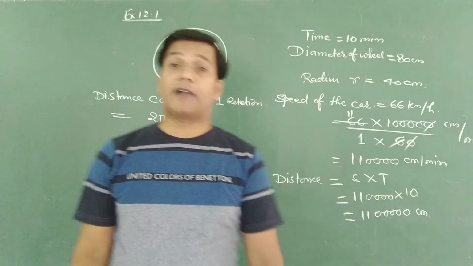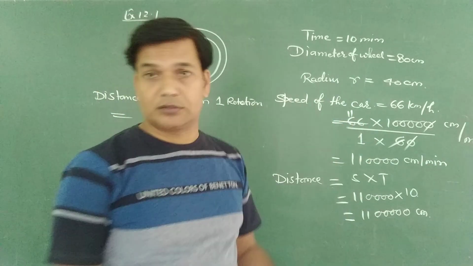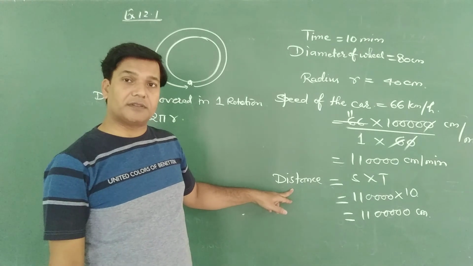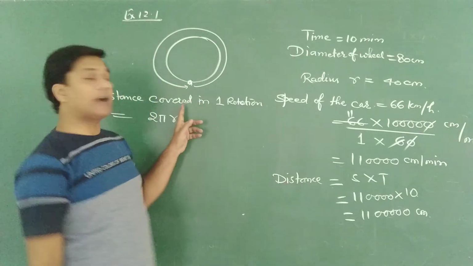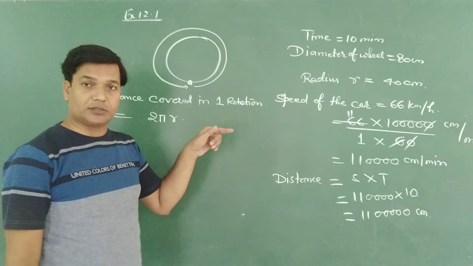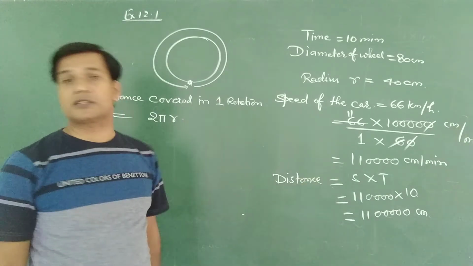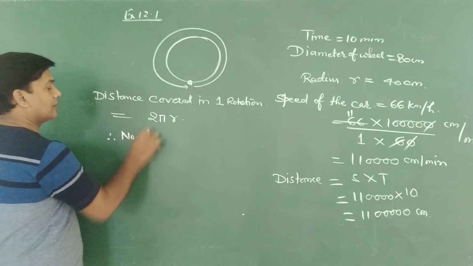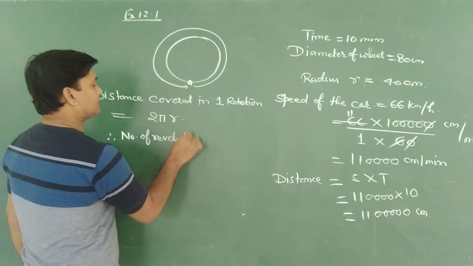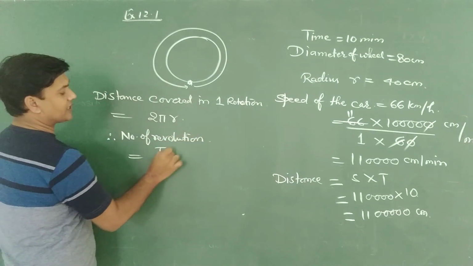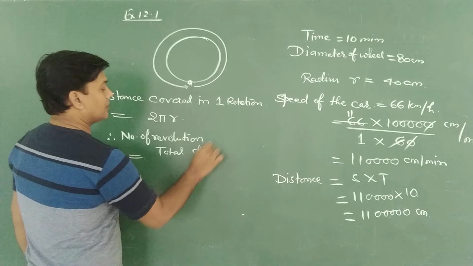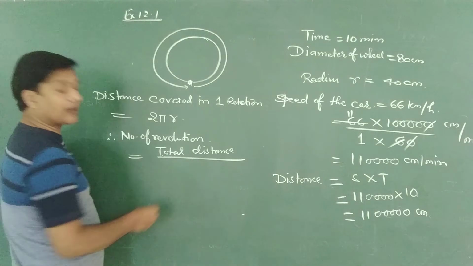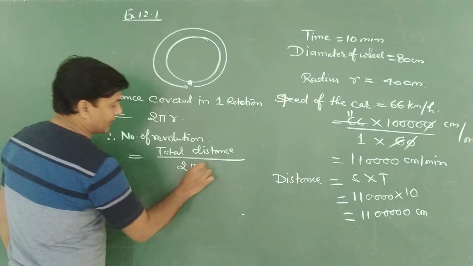Now if we want to find the total number of rotations or revolutions, we have to divide the distance traveled by the car by the distance covered in one revolution. So you will get the number of revolutions of that wheel. Therefore, number of revolutions is equal to total distance divided by distance covered in one rotation or revolution, that is 2 pi r.